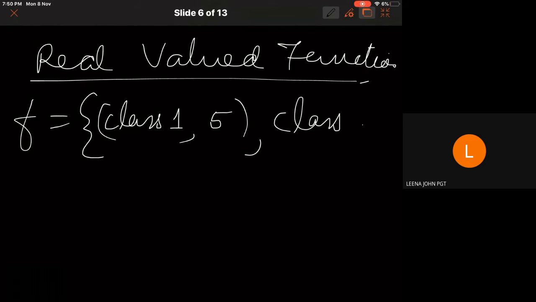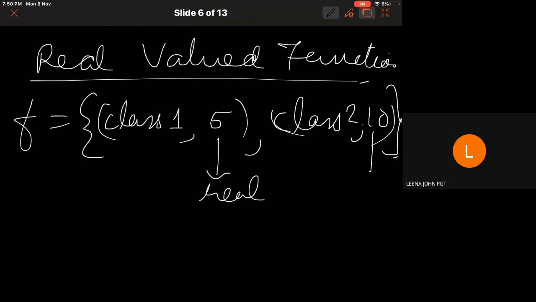Class 2, इसका value डाल दिया 10. So this can be a function. The first element of each ordered pair is not a real number, but the second element, the image, is a real number. So this is a real number. This is also a real number. This second element is also known as a function value. So this is also known as value of the function. So that is why if the value is a real number, we call it a real valued function.